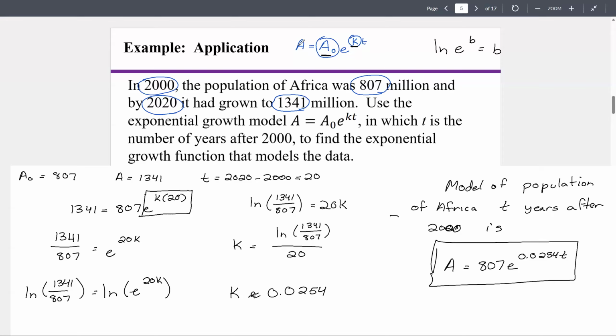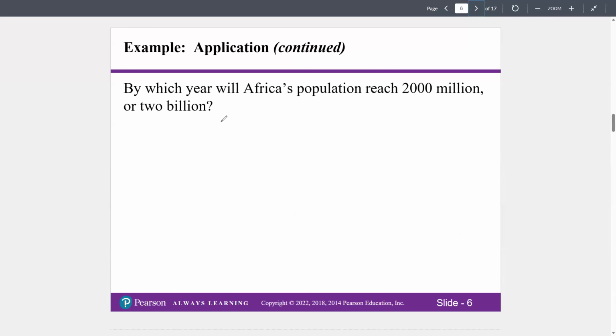Let me write that down again. So our model was A is equal to 807 e to the 0.0254 t. So by which year will the population reach 2,000 million or 2 billion? So if I want to find that out, it's not much different than the problem I did last time.